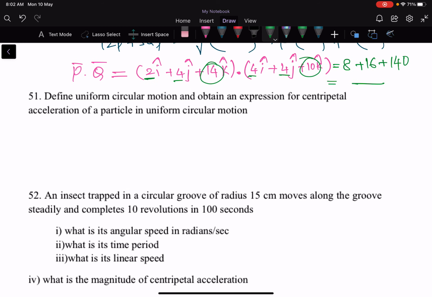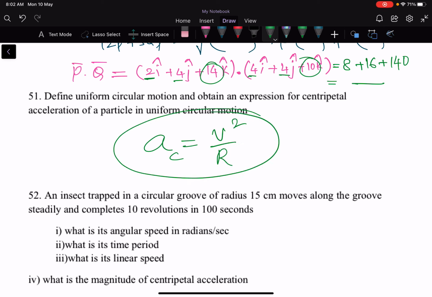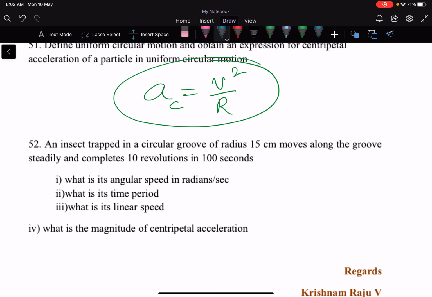Define uniform circular motion and obtain an expression for centripetal acceleration of a particle in uniform circular motion. Derive an expression for centripetal acceleration, ac equals v squared by r. You will find this in the video lecture.